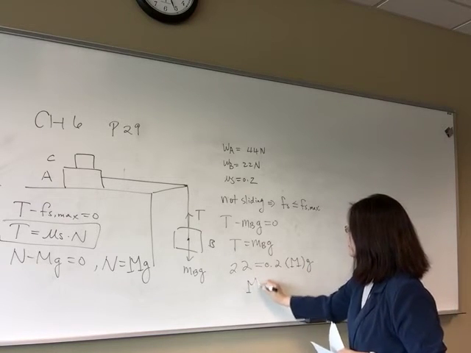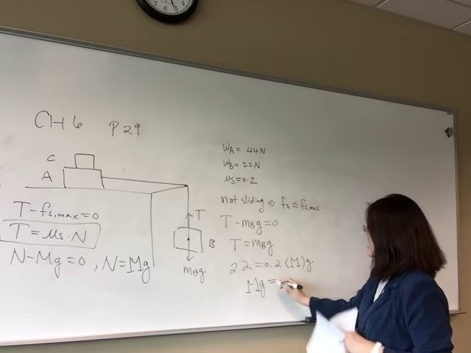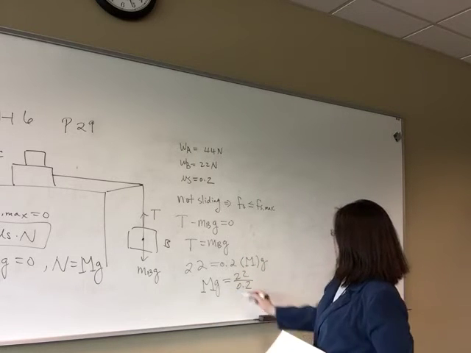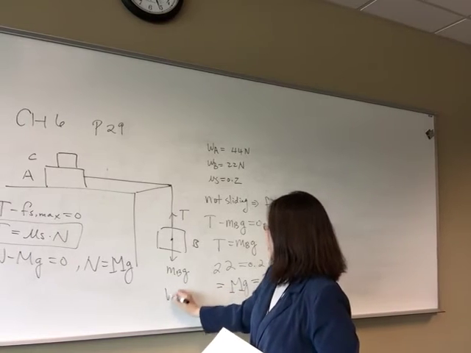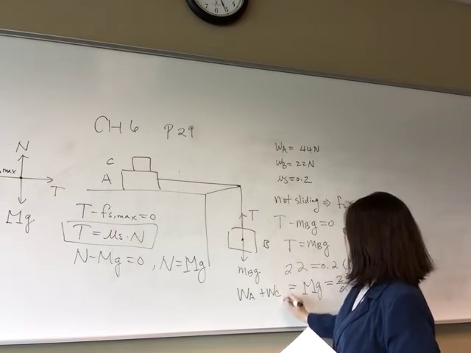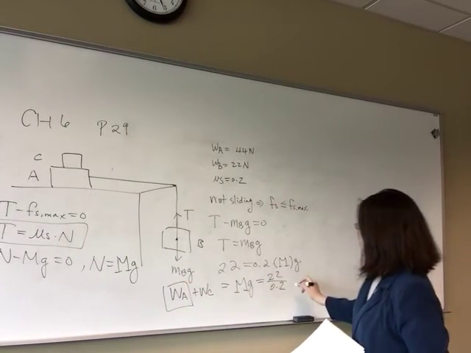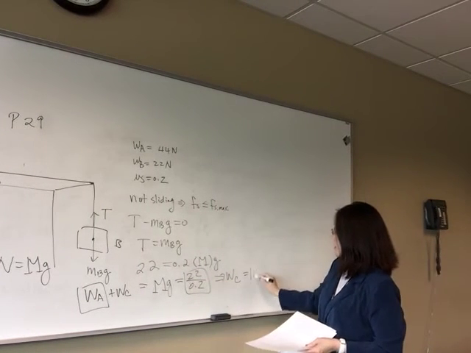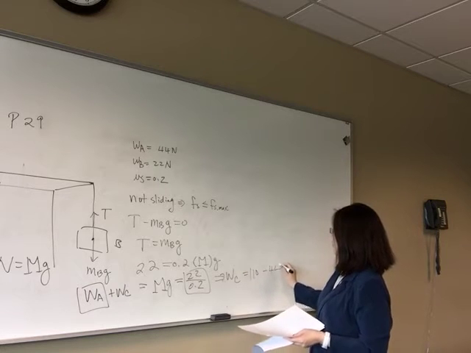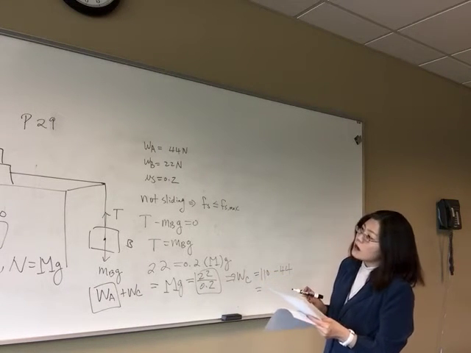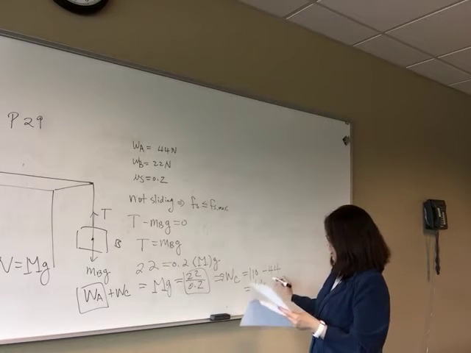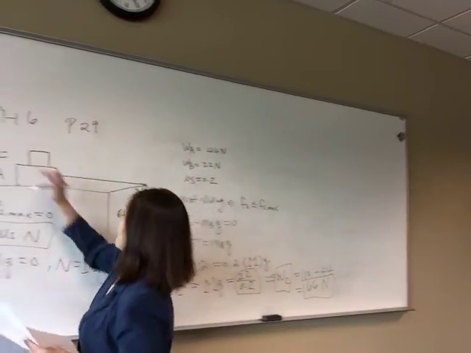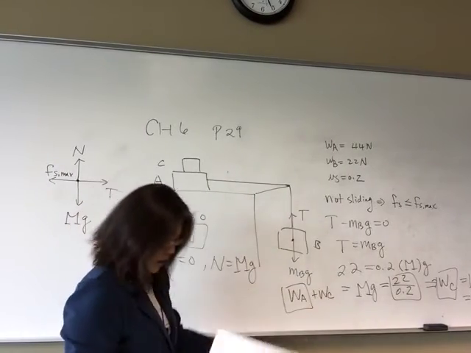So your mg, which is the weight of the system, is equal to 22 over 0.2. Okay, and this weight is equal to the weight of block A plus the weight of block C. So this is given, so you can calculate that the weight of block C is basically equal to 110 minus 44. So what is the minimum weight for block C in order to keep the whole thing not moving? We found that the weight of block C has to be 66 Newton, just based on this.